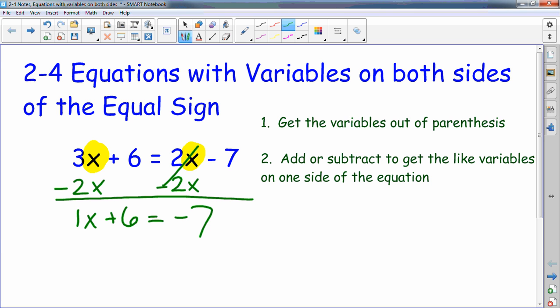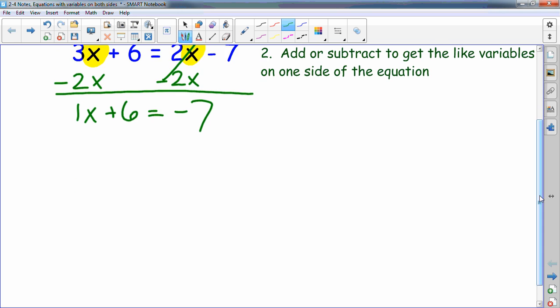I have one variable, and I need to get it by itself. I need to solve for it by doing SADMAP. Remember, subtraction and addition first, then multiplication, division, then exponents and parentheses. So I have 1 times x plus 6. What do I get rid of first? The 6. Yeah, you're going to get rid of the 6.